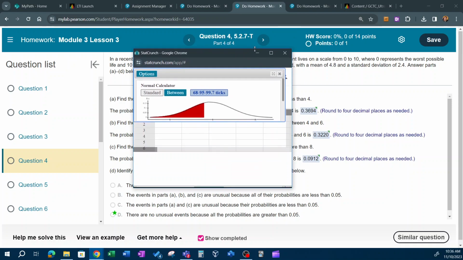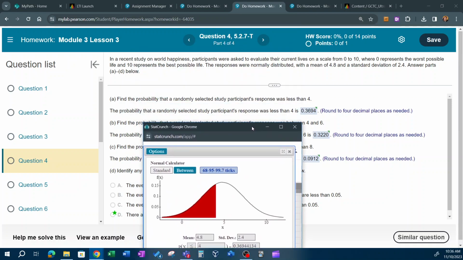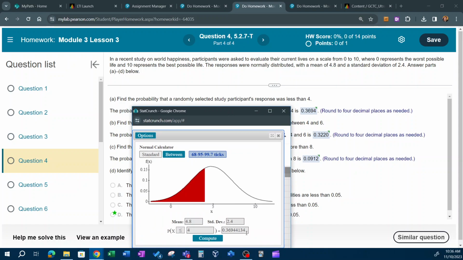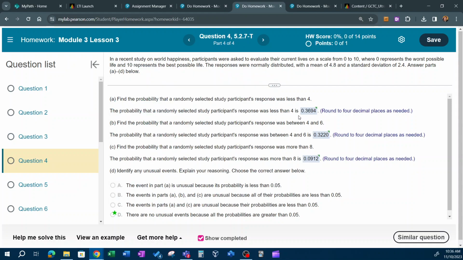All right, find the probability. The red region here also is the probability, right? Like I said before, this box here can mean area, it can mean percentage, or it can mean probability. So this is 0.3694, all right, there's your answer there.